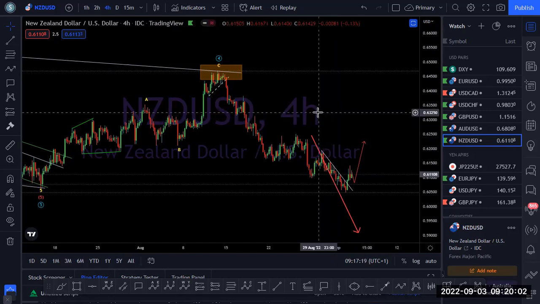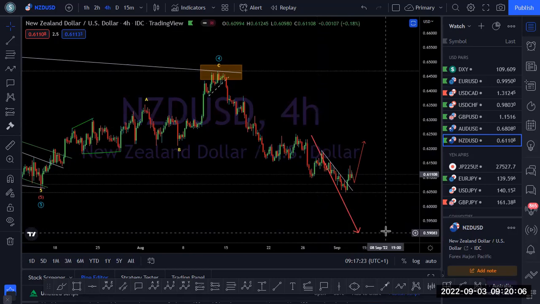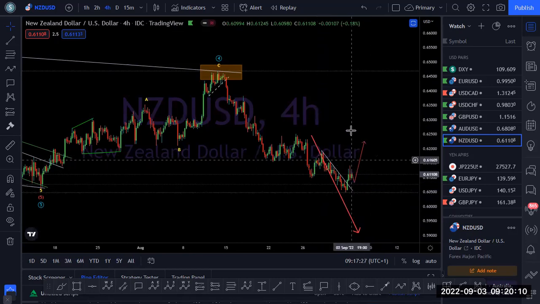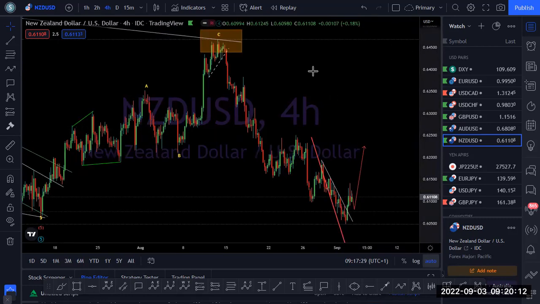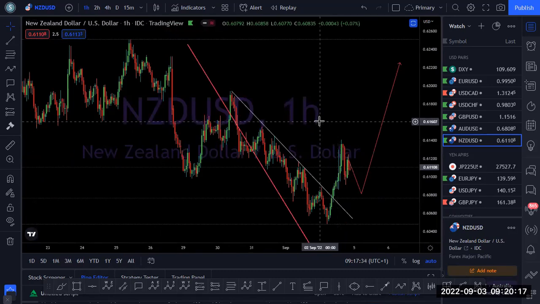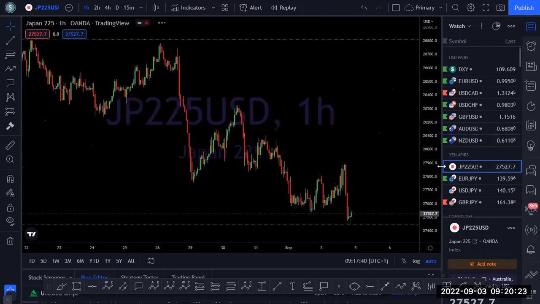So in my expectation last week, I think we get a sharp move towards 0.59, 0.595 and thereabout. But it seems to have reversed based on what I'm seeing here on 1 hour. So take note of what I'm just telling you. Okay, now let's go to Japan 225.